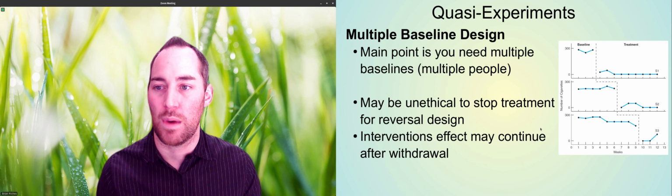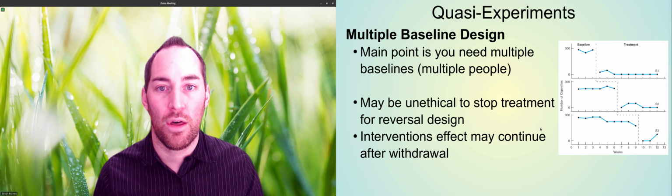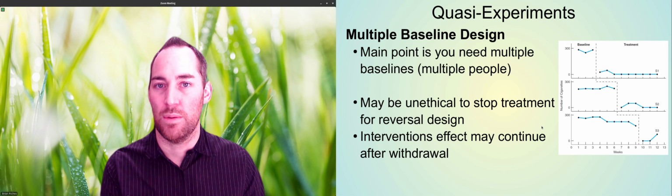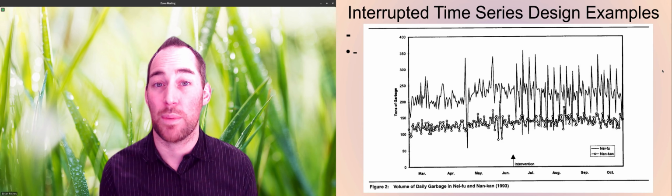So something like this might be more useful. This is the case when you can't always manipulate all the variables. That's why it's called quasi-experiment, because it's getting close to a true experiment, but you're not quite there. Another one that we've talked about is interrupted time series designs.